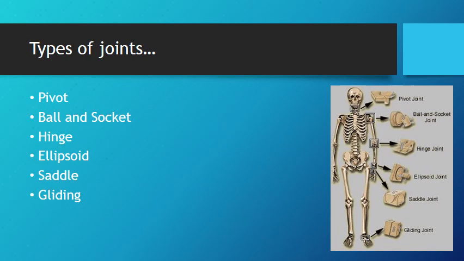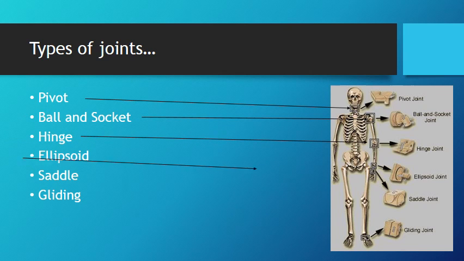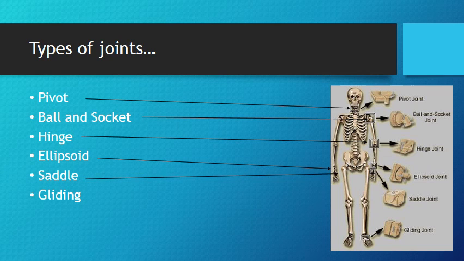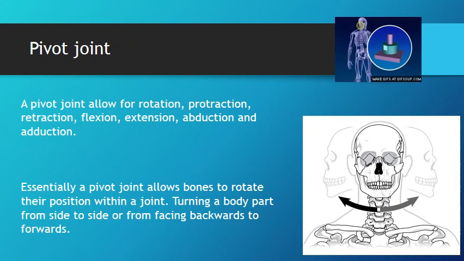So these are the joint classifications we just looked at. These are the types of joints that you have in your body, and they're classified as pivot joints, ball and socket, hinge joints, ellipsoid or condyle joints, saddle joints, and gliding or plane joints. And we're going to have a look at all these in detail, so let's have a look. First one is a pivot joint.